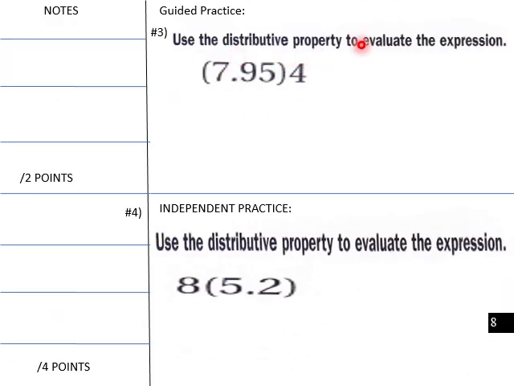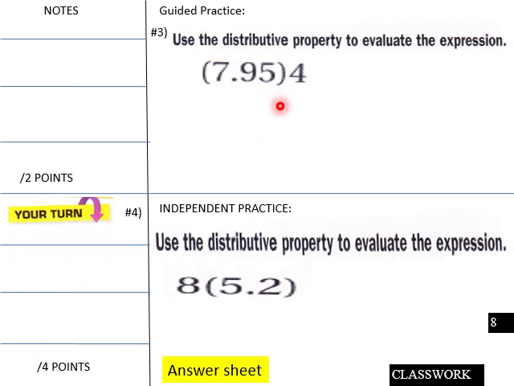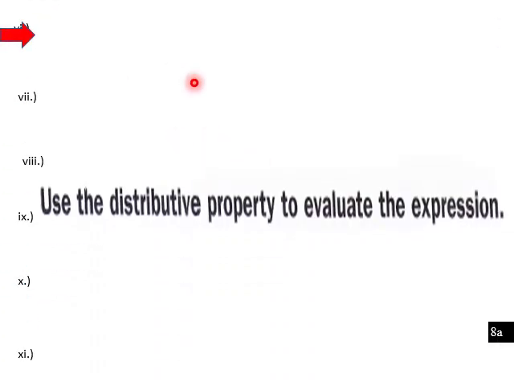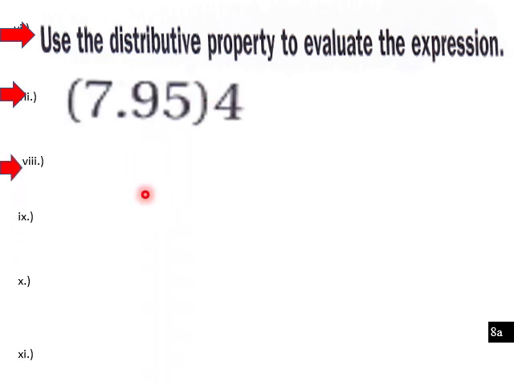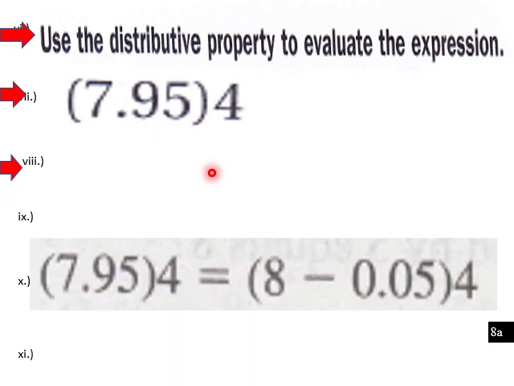Use the distributive property to evaluate this expression. So we get 7.95 times 4. Students, this is yours down here. We're going to do this one up here first. Distributive property, 7.95 times 4. So 7.95 times 4 would equal, this would be another way of doing it, 8 minus 0.05. 7.95 is the same thing as 8 minus 0.05. This would be another expression, an equal expression to this.